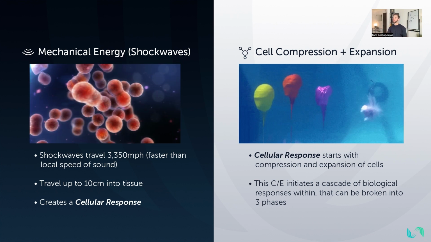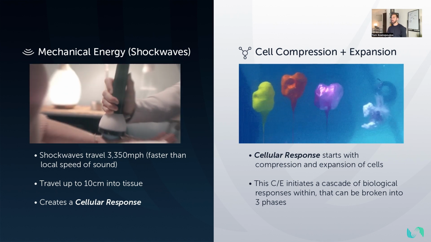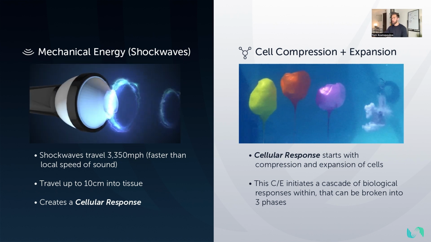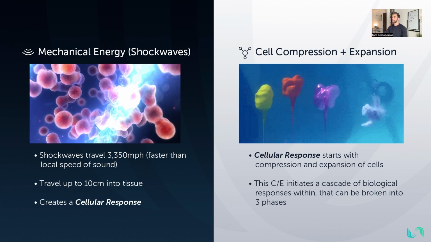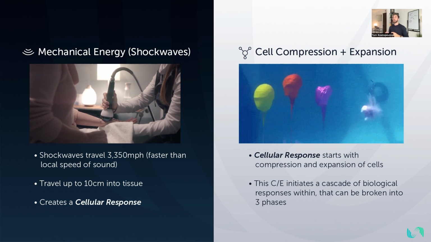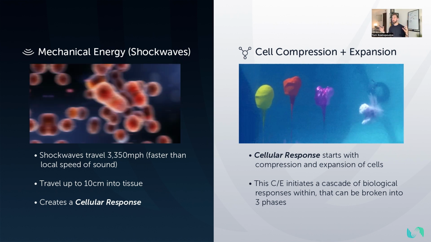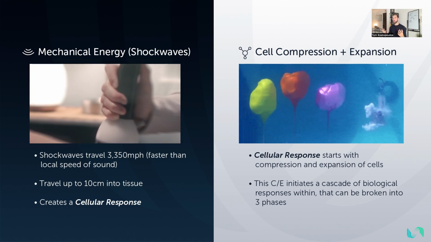Well, the easiest way to think about it is you can think about these cells as balloons underwater. Look at this over here, these balloons underwater. And there's an explosion taking place next to them. What happens when the explosion takes place? Well, these balloons compress and then they expand. They react to it dramatically. They morph, but they're still balloons, right?